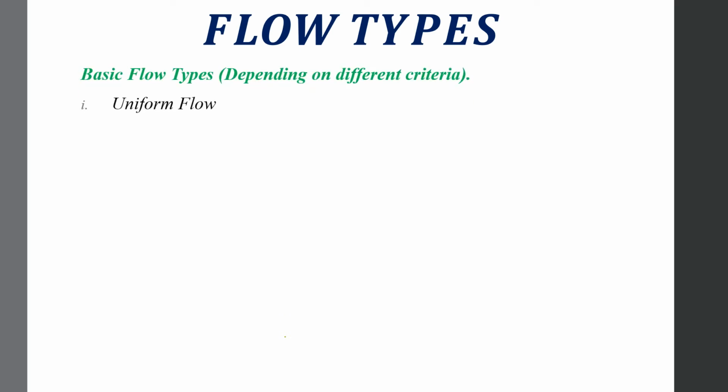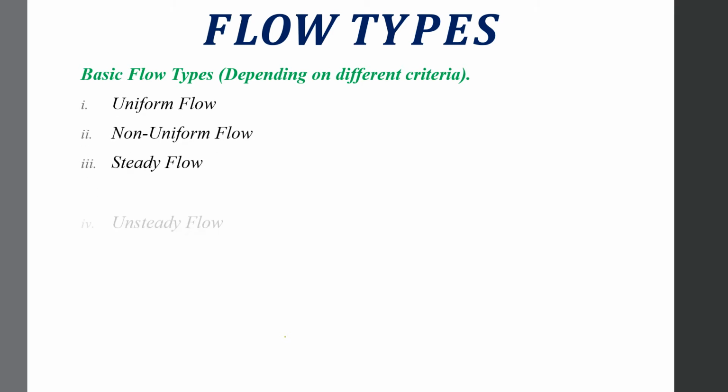So there are different flow types. This second slide will tell us the different names or types of flows. These flow types are major types. They do not include the minor types or other types. I will include those types in my next video, Civil Engineering Basics Part 3. So here we are going to discuss major types of flow. The first type of flow is uniform flow. The second is non-uniform.